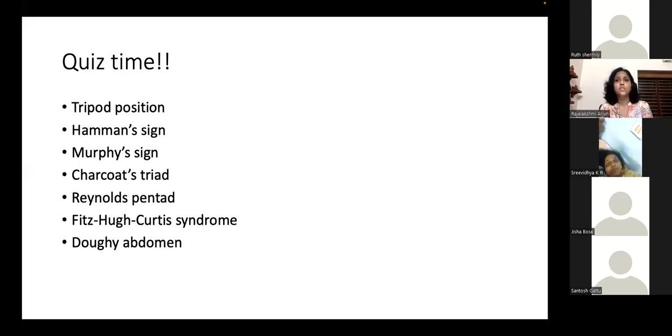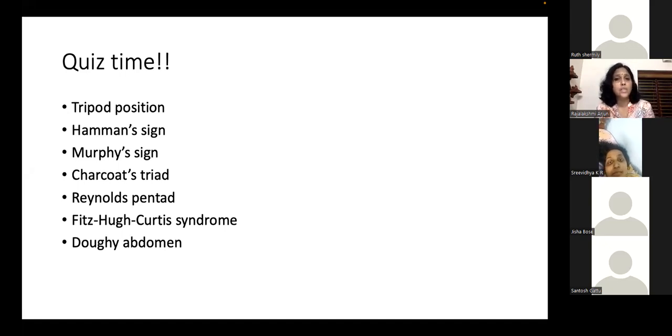Tripod position is usually seen in epiglottitis. Hamman sign is usually seen in mediastinum, where you get a crunchy sign. Murphy sign is classically seen in biliary infections, cholecystitis. Charcot triad is seen in cholangitis, where jaundice, fever, and chills are common, as a triad. Reynolds pentad is, if a cholangitis patient develops hypotension and shock, it is very, very specific for cholangitis.